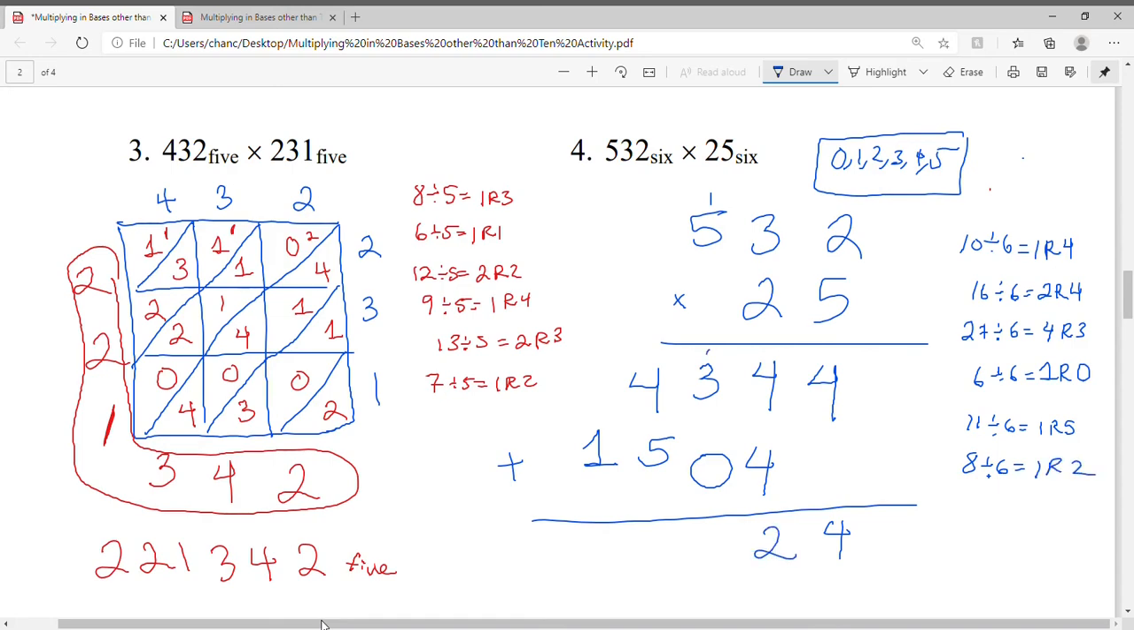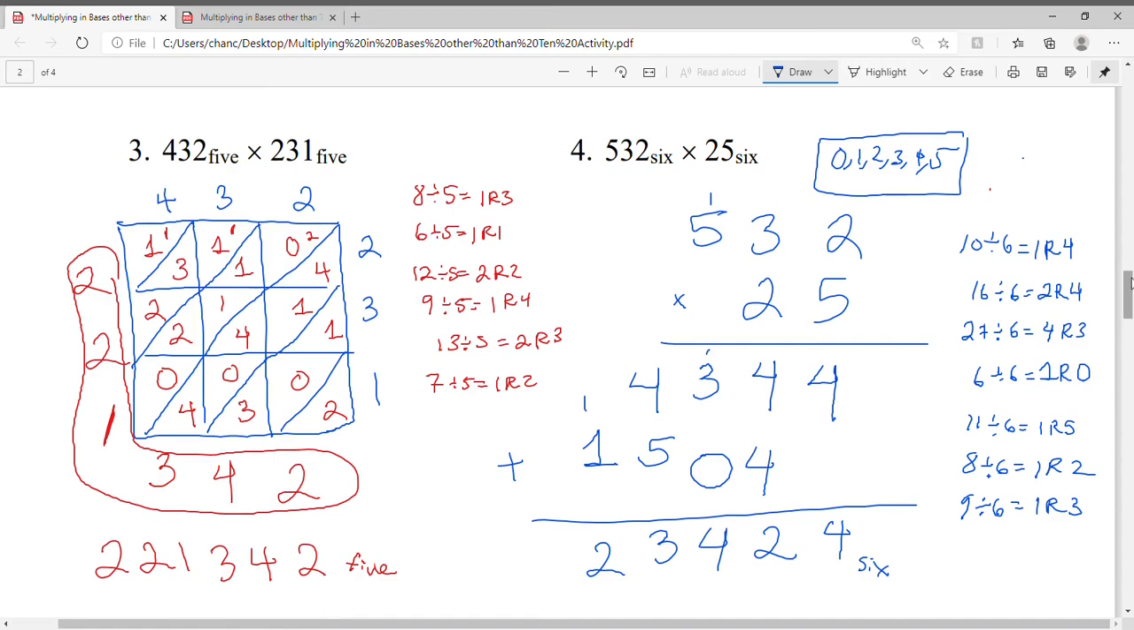Carry that 1 over. 1 plus 3 is 4. 4 plus 5 is 9. 9 doesn't exist. But I know that's 1 remainder 3. Put a 3 here. Carry that 1. And then a 2. So finally, our answer is 2, 3, 4, 2, 4 base 6.